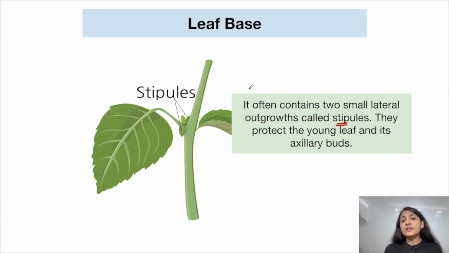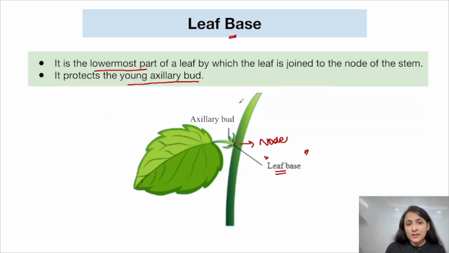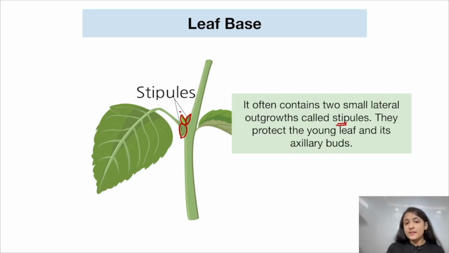So this is how the leaf base is protecting the young axillary bud. See, this is the young axillary bud, right? And these two are the stipules. These stipules are nothing but a part of leaf base only. These stipules, they protect this young axillary bud and also the leaf when it is young. So leaf base plays an important function in protecting the young axillary bud and the young leaf. So here we saw that the leaf base protects the young axillary bud. So this is the explanation to that point on this slide.